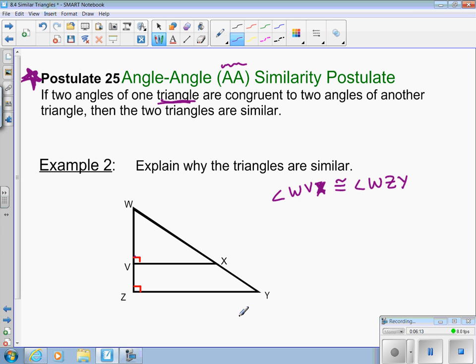What else do we know? Angle W is congruent to angle W. This angle is congruent to itself, that is, these two triangles share that angle. And since we have these angles congruent because they're both right angles, and this is congruent to itself, that's the reflexive property. So therefore, these triangles are similar by the angle-angle similarity postulate.